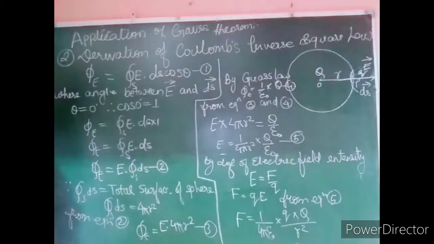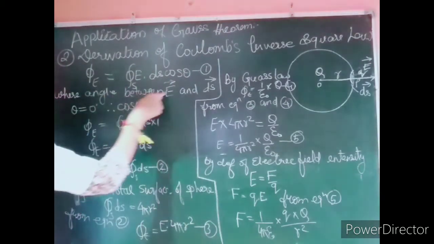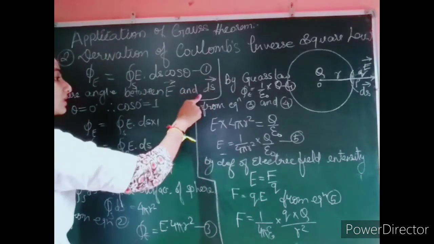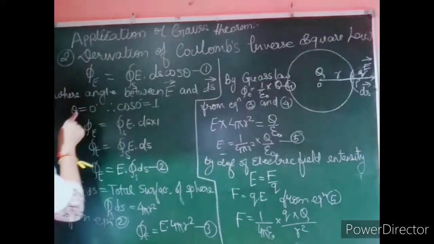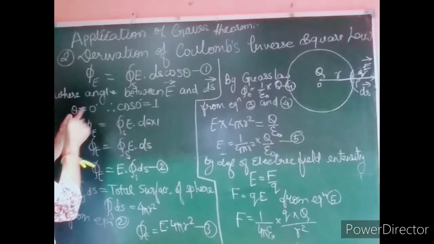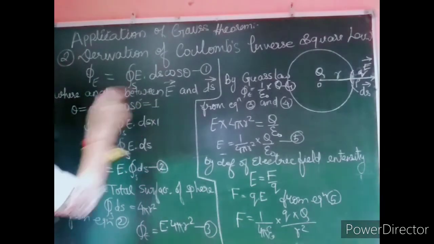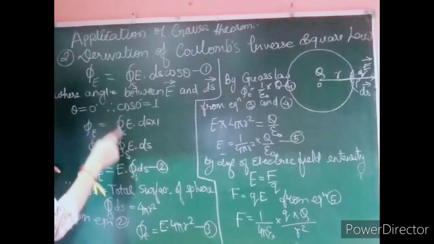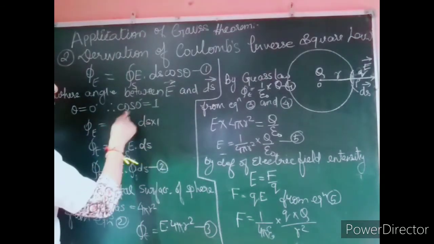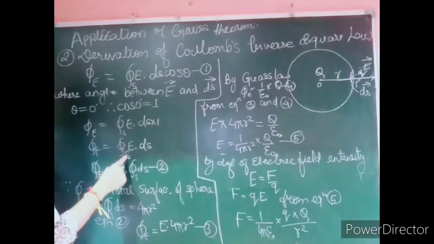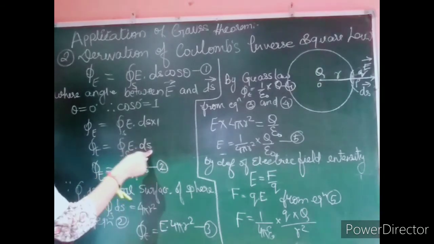Again we have to take the angle between intensity E and ds, that is a very small surface area. So theta will be 0 degrees, and cos 0 degrees is equal to 1. Now phi E is equal to the integral of E ds cos 0 degrees, that is 1. We got phi E is equal to the integral over the surface of E ds.